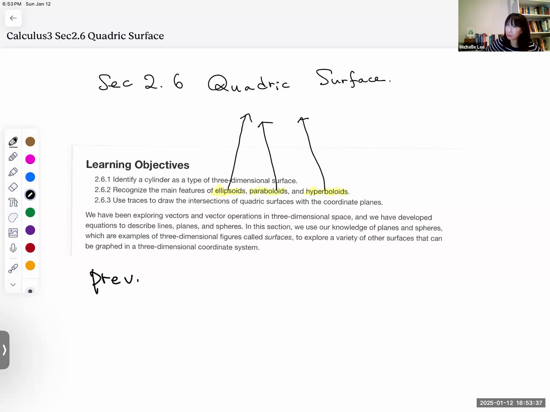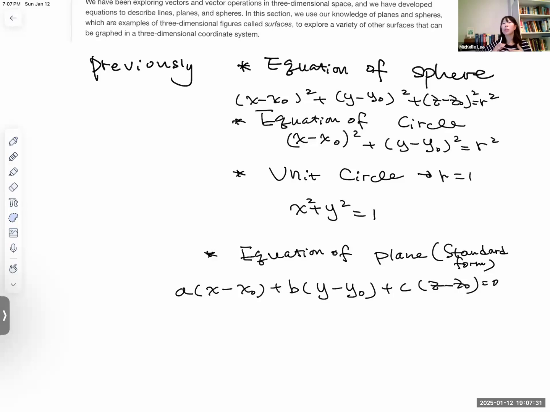we have equation of a sphere. Okay, let me come back. Okay, so I brought the equations here. So equation of a sphere, we did that. And equation of a circle, we have that, right? In that case, the center at x naught and y naught, right? And then we have a unit circle means that the radius equal to 1, right? So we have x squared plus y squared equal to 1.